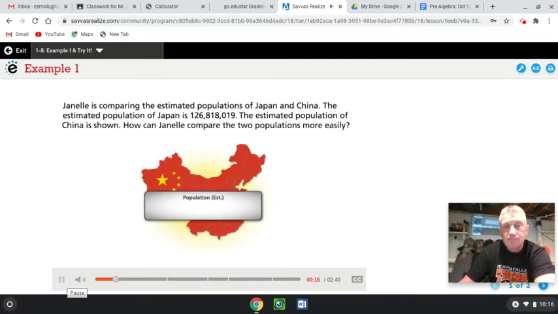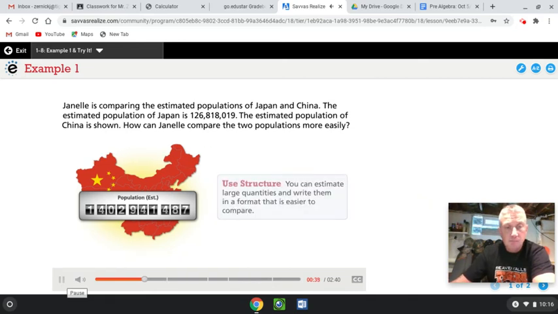Janelle is comparing the estimated populations of Japan and China. The estimated population of Japan is 126,818,019. Here's the estimated population of China. How can Janelle compare the two populations more easily? You can estimate large quantities and write them in a format that is easier to compare.